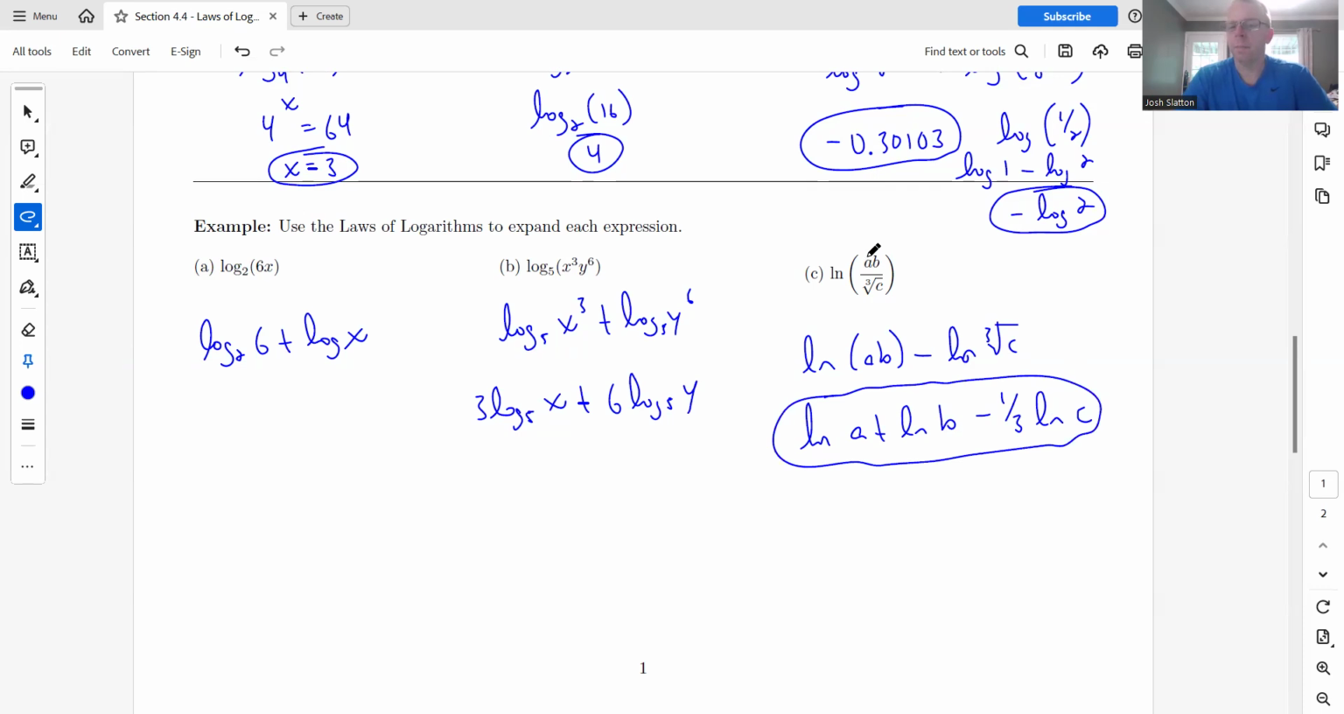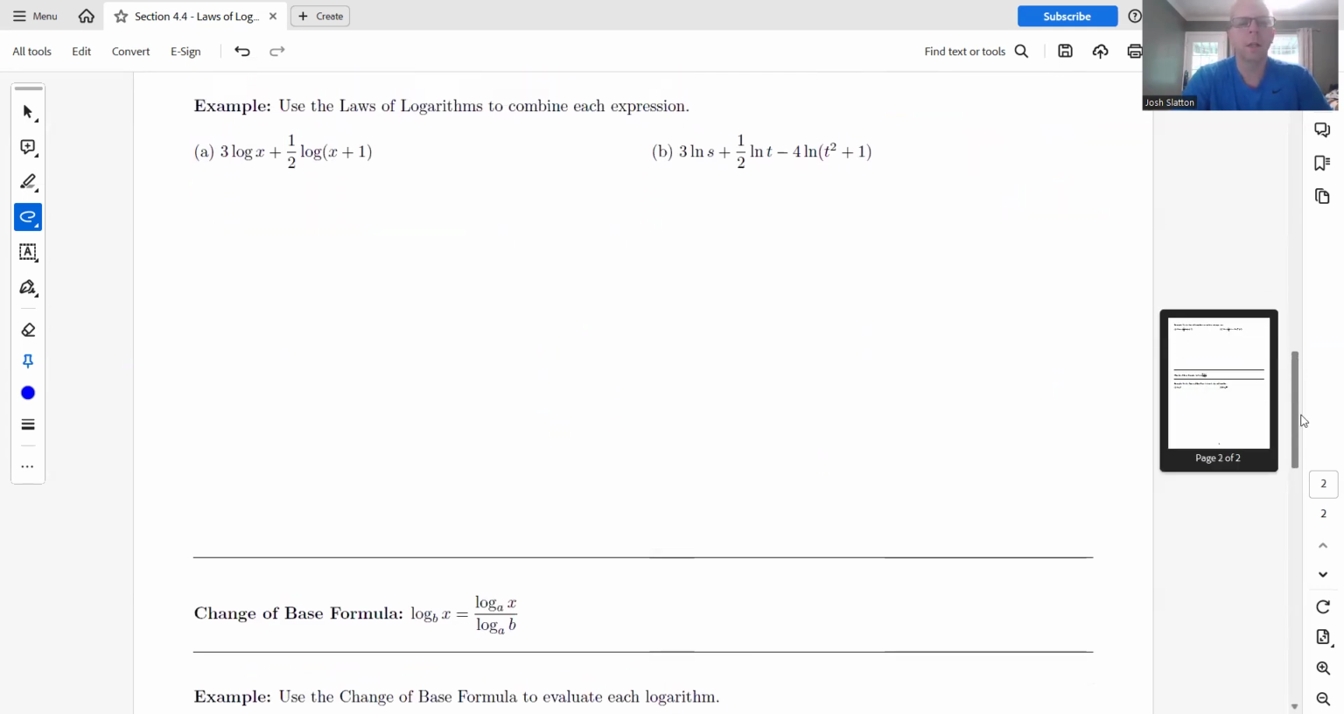Any of the variables on top are going to have a plus in front of them. Any of the variables on bottom are going to have a minus. So you kind of skip this step. It's not necessary, but it doesn't add too much time either.